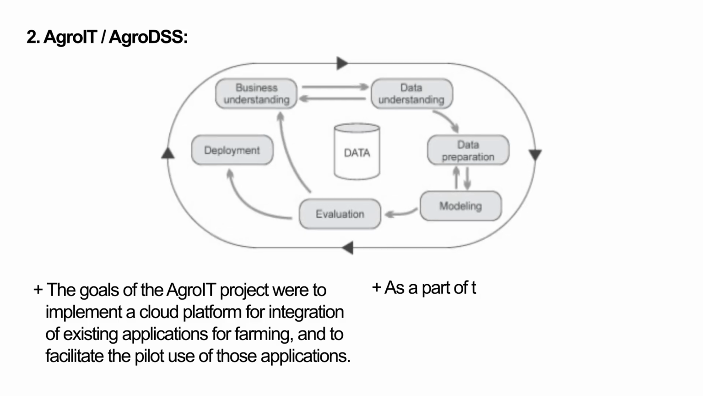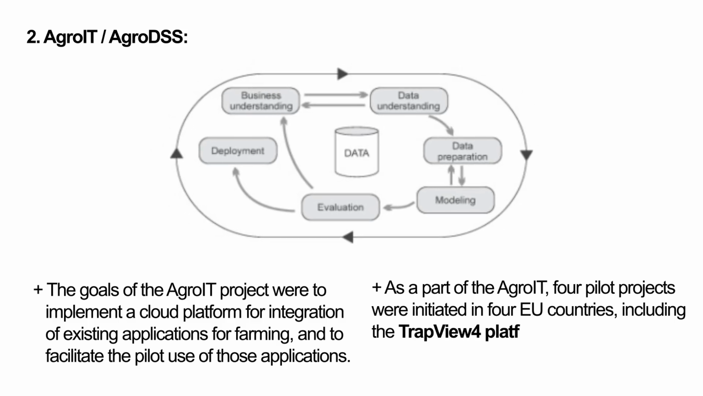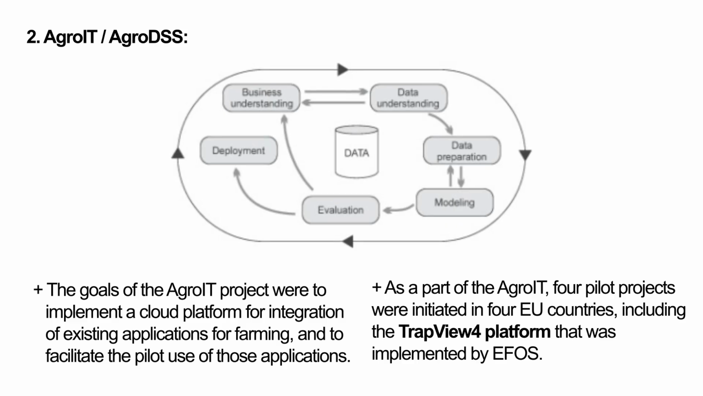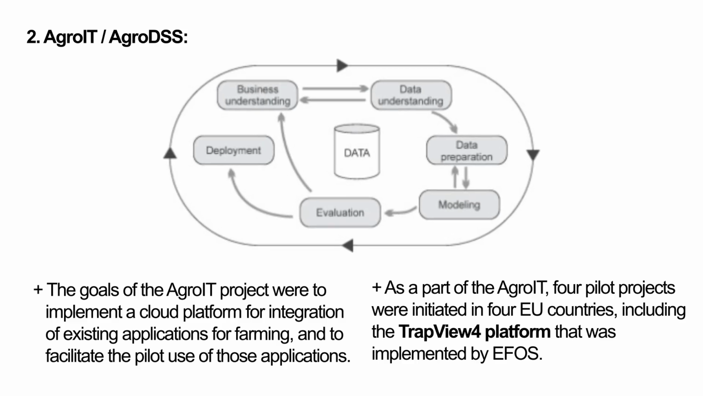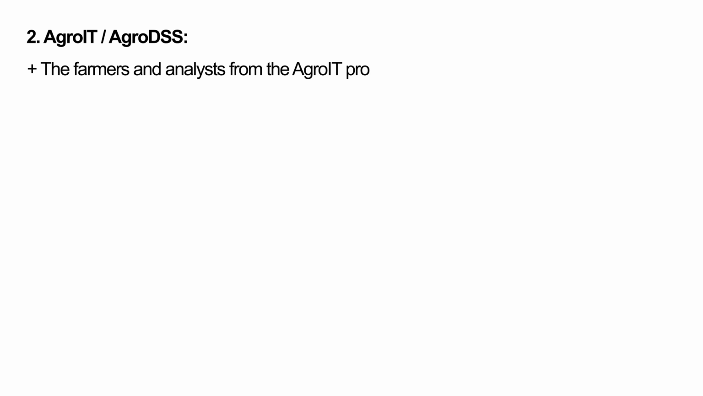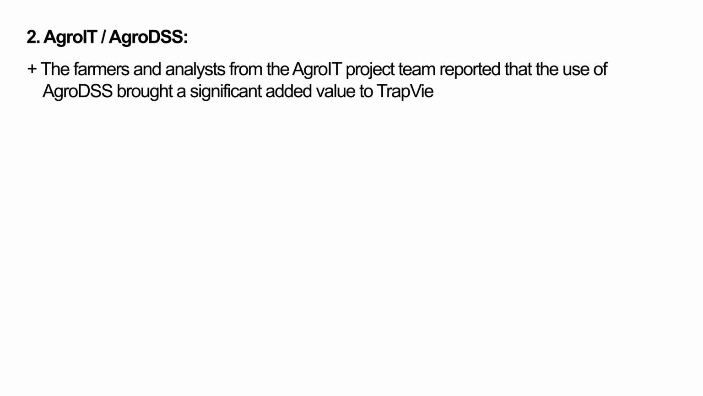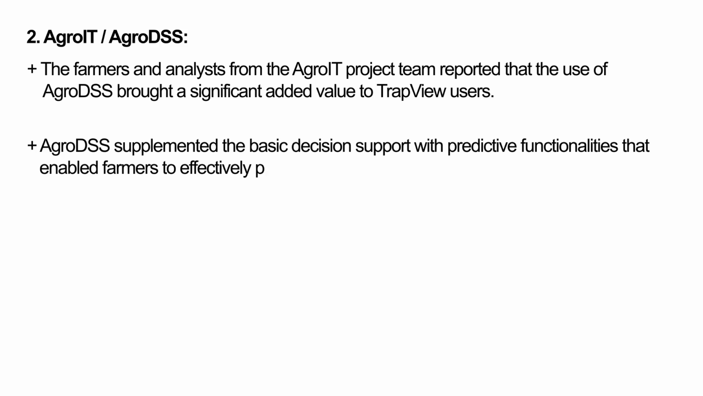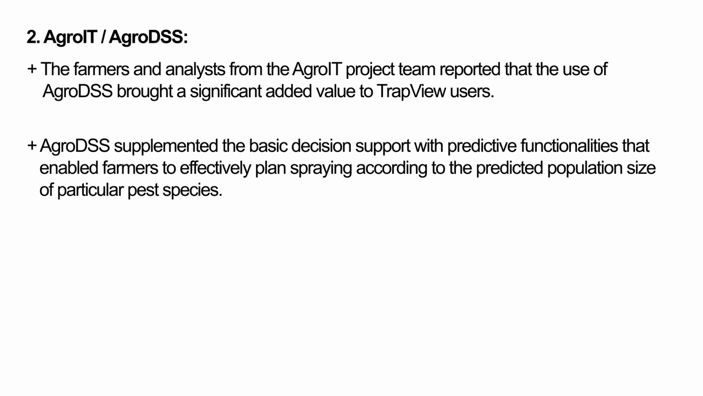As a part of the AgroIT, 4 pilot projects were initiated in 4 EU countries, including the TrapView platform that was implemented by EFOS. The farmers and analysts from the AgroIT project team reported that the use of AgroDSS brought a significant added value to TrapView users. Although TrapView already contained its own decision support module that is based on monitoring, it was not able to make predictions. For the future, AgroDSS supplemented the basic decision support with predictive functionalities that enabled farmers to effectively plan spraying according to the predicted population size of particular pest species.